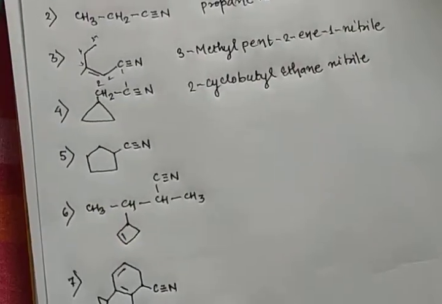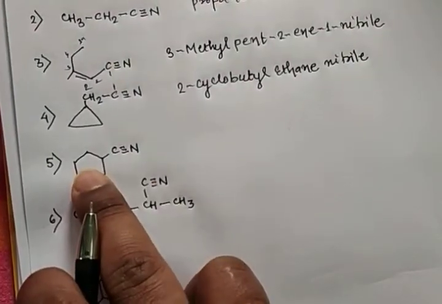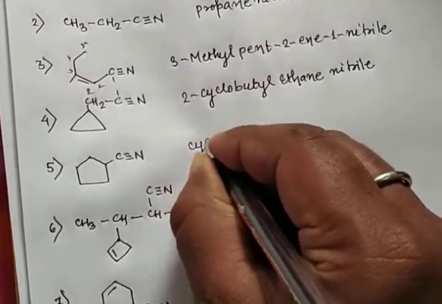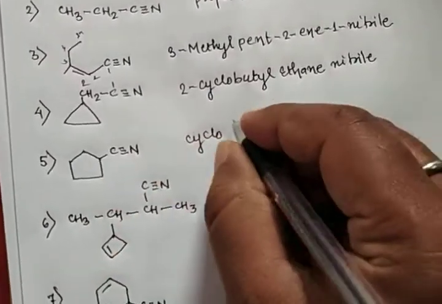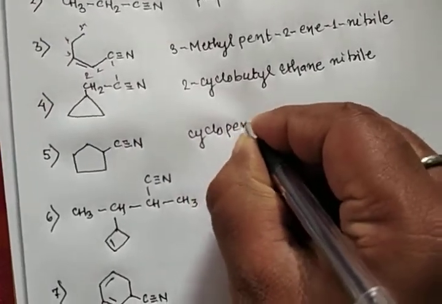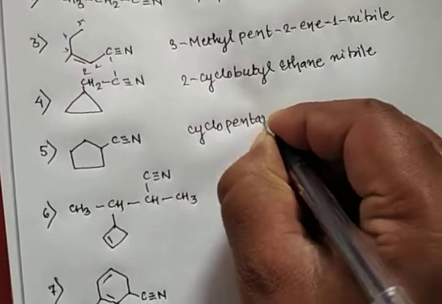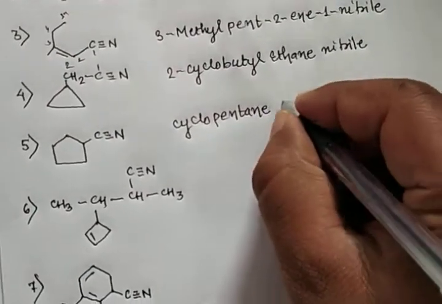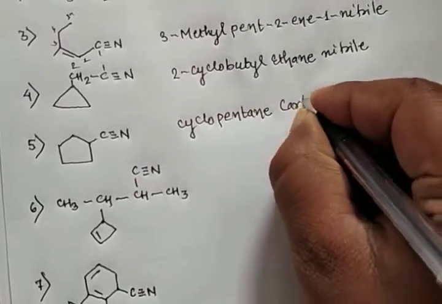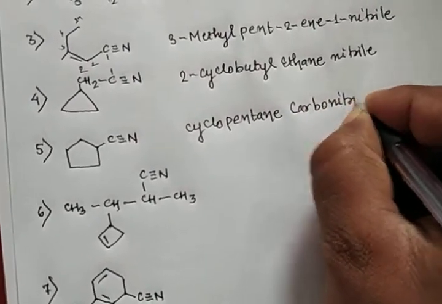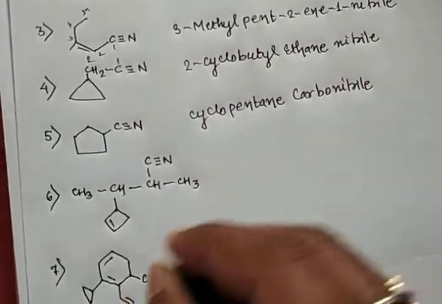Now the next example is very important. Here CN is directly attached to the ring. First you write cyclo. How many carbons in the ring? 5 carbons, it means cyclopentane. And directly attached with CN, the name is carbonitrile, because the CN group is directly attached to the ring.